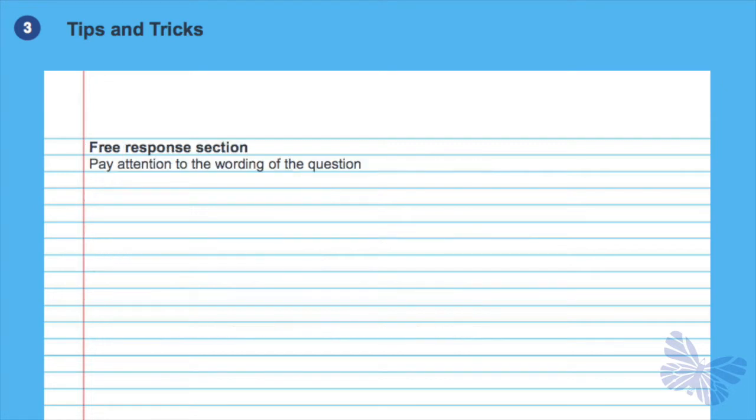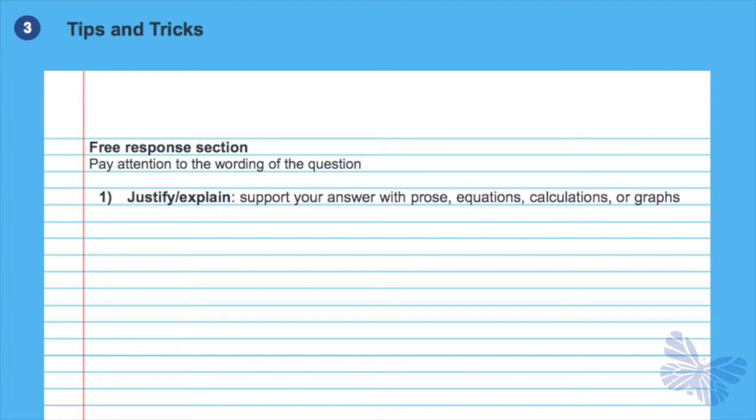And then for the free response section in particular, you have to pay attention to the wording of the question. So they'll kind of give you hints based on what verb they use in the question. So for example, if they say justify or explain, you need to support your answer with prose or equations or calculations or graphs. And so you can't just write the answer and expect full credit. If they say calculate, that means they want a numerical answer. So it'll be some number followed by units, so don't forget those.